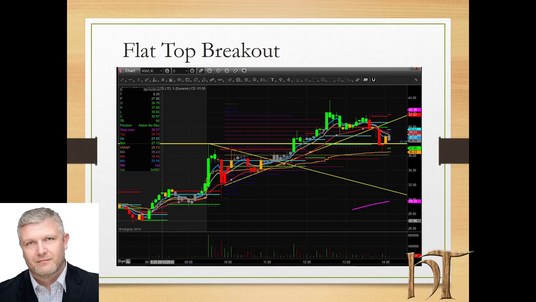Right, okay. This is a symmetrical wedge, and then it forms a little bit of a double top, and then it consolidates and then makes another bit of a breakout from there.